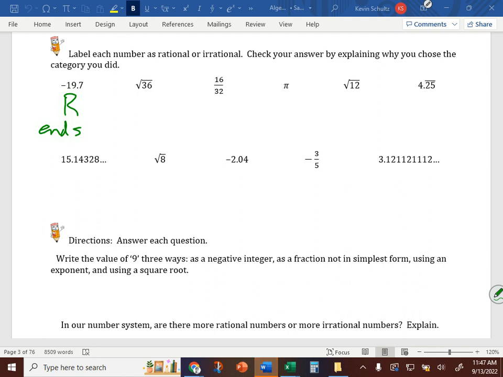I wouldn't write IR for that one because it's rational, but the next one I wouldn't write IR either because that one's also rational. Why? Root 36 is what? Well, what does root of 36 equal? 6, right? The value equals 6 is an actual answer to it, so that would be rational as well, because it is a perfect square.